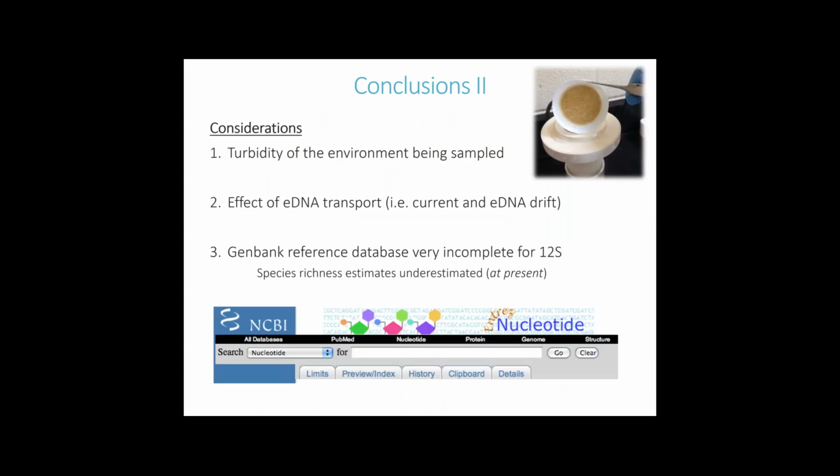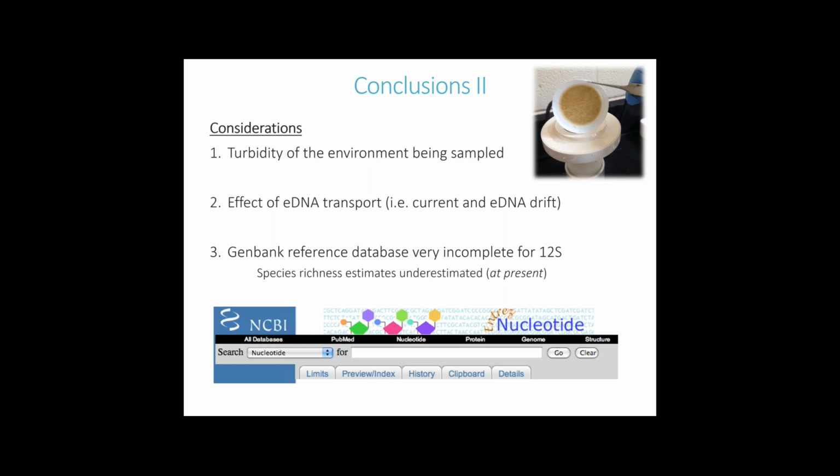Other things to consider, which we had to deal with in the study, is turbidity of the environment. On the right is one of the filters from our artificial reef filtering. In many cases, we couldn't even filter a full liter of water. We had to go through multiple filters to be able to get it all. So turbidity in our region is a big issue.